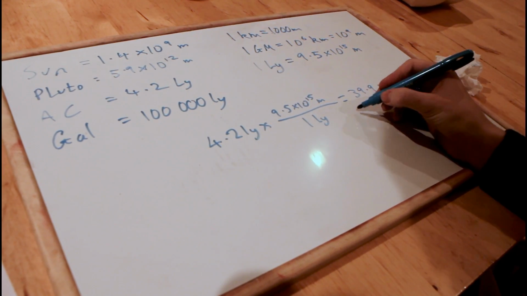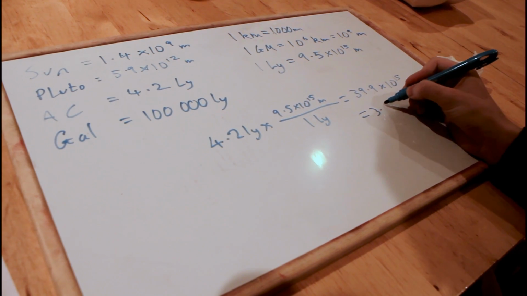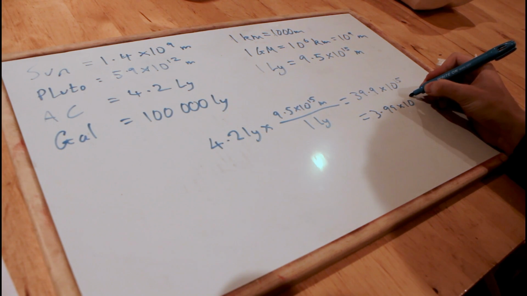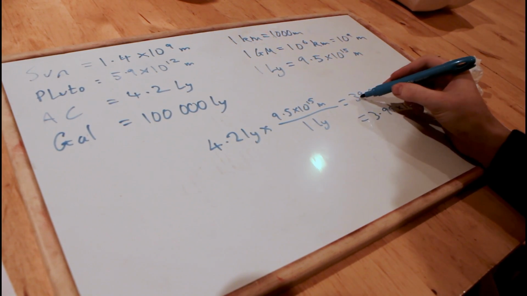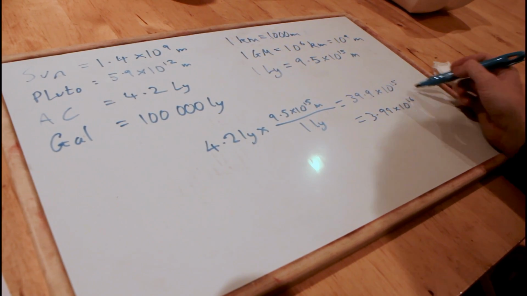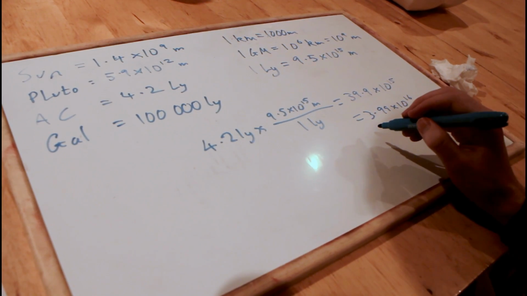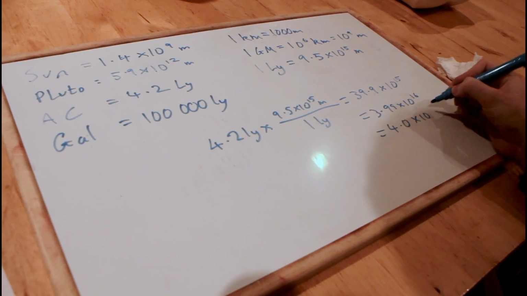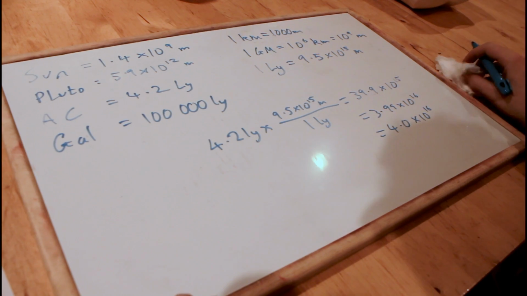But to make that a little bit easier, it's 3.99 times 10 to the power of 16, just because we've moved our little decimal place there, so we've effectively divided this by 10, so we have to times this by 10, so that's why it's gone up there. But again, to make that easier, we're just going to call that 4.0 times 10 to the power of 16. A little bit of rounding, there you go.